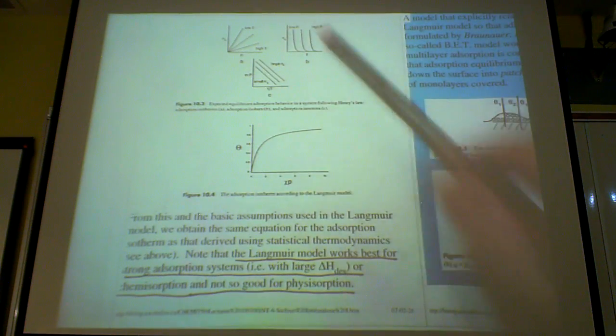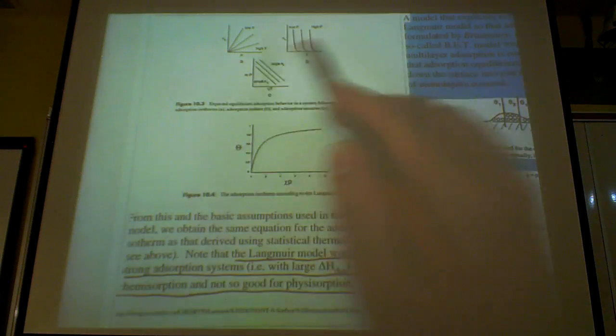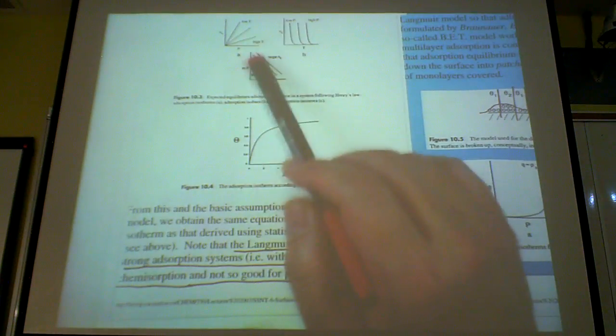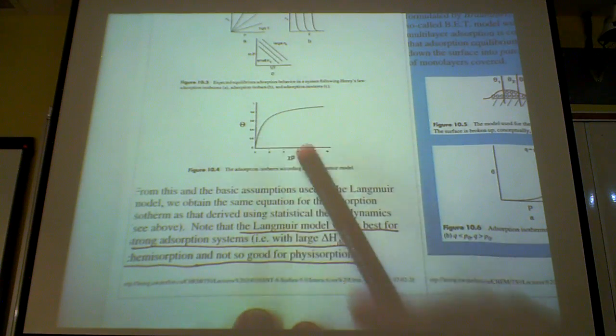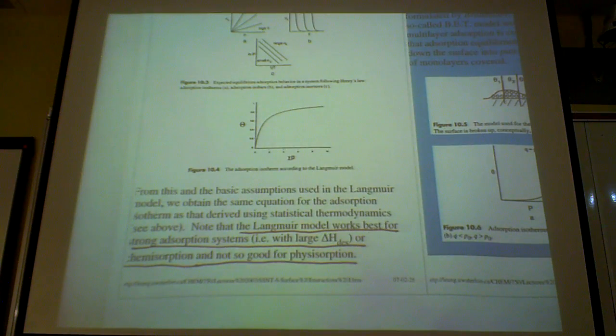These are constant T from the P process. And they look all the same, or differently. They look like this, but the fundamental thing is this coverage versus partial pressure that we see.